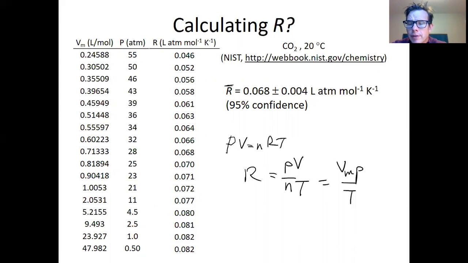You compare that with the literature value, and you'll see that they don't match. R is 0.082. We're off by a lot, like 30 or 40%. Right? So this isn't a really good approach to do it. We need something else.